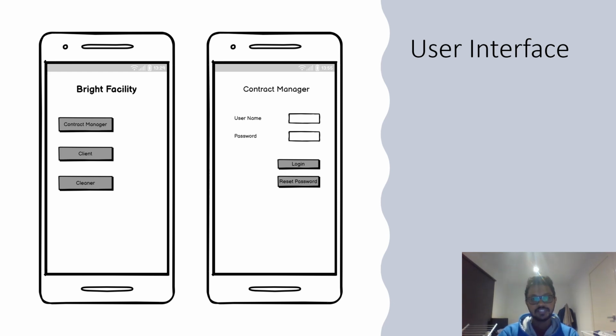In the next image, we can see the contract manager login interface. There are two labels, username and password, and two text fields to fill in the username and password, and there are two buttons for login and reset password. Let's move to the next slide.